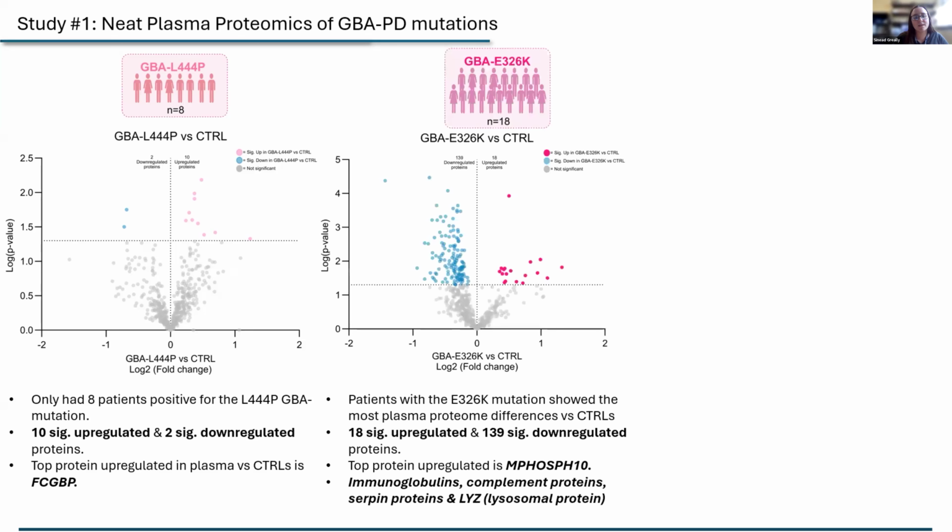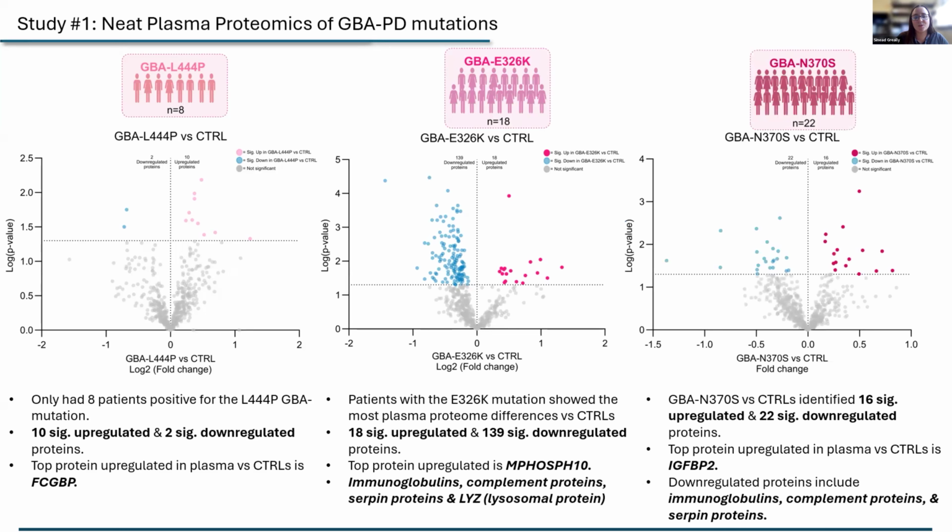For patients with E326K mutation, we observed the highest number of proteomic differences in the plasma versus the controls, with 18 upregulated and 139 significantly downregulated proteins. Some proteins involved immunoglobulins, the complement proteins again, some serpine proteins, and lysosomal proteins.